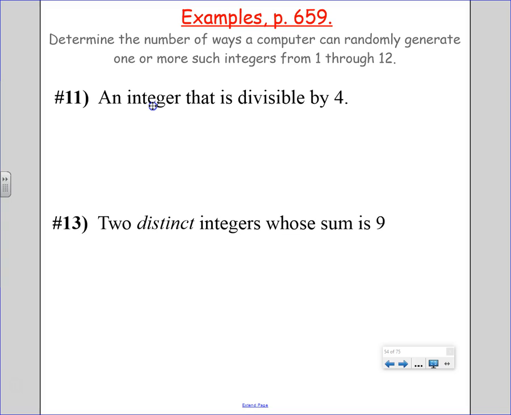Determine the number of ways. The number of ways. 8 and 4 is different than 4 and 8. The number of ways a computer can randomly generate one or more such integers from 1 through 12.